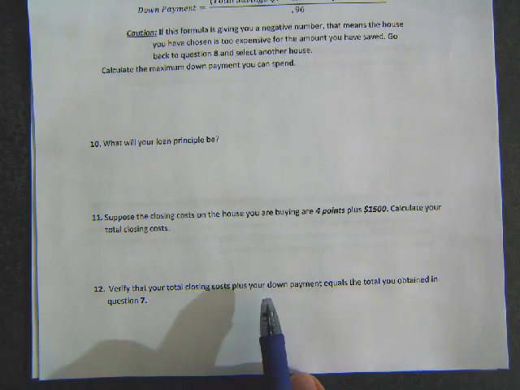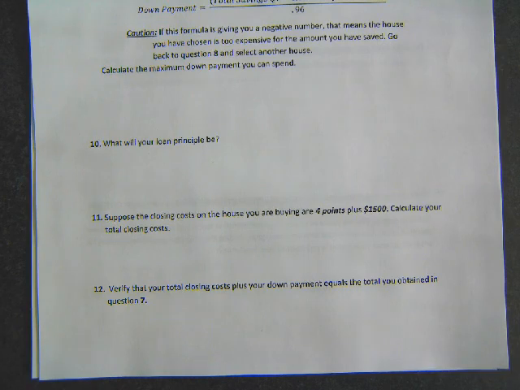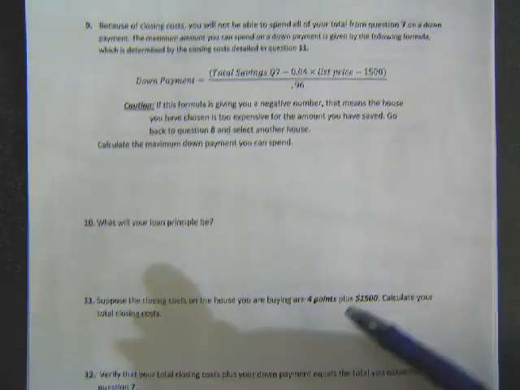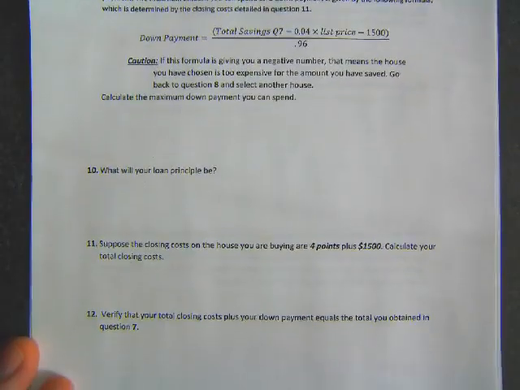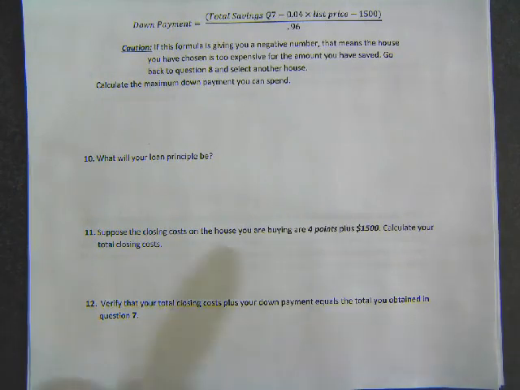Now, if you did everything correctly, on number 12, you should see that your closing costs plus your down payment, if you put those together, should equal all the money you had in number 7. That should line up perfectly if you're doing everything right. If not, that's a good way to tell that maybe you made a mistake. Maybe you didn't calculate the points correctly or didn't use the down payment formula correctly. So number 12 is just a step to double check and make sure. You should be spending all of the savings you had from question number 7 for the down payment and the closing costs.